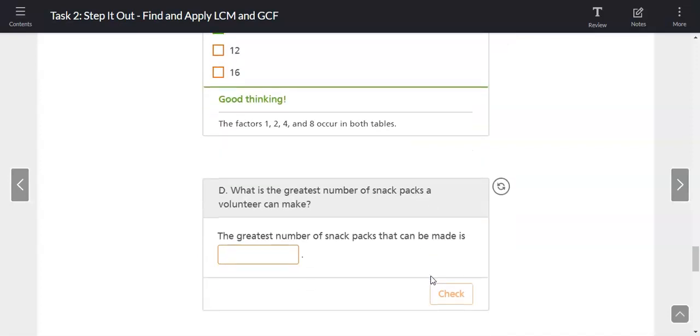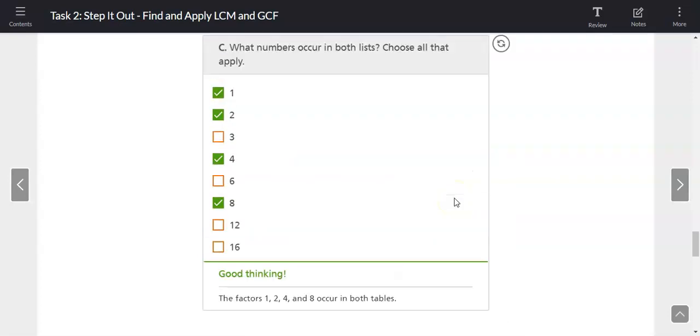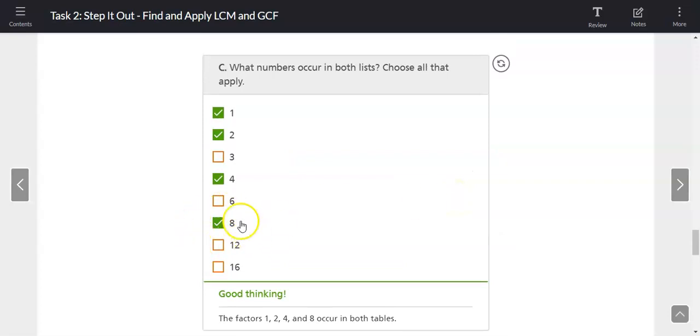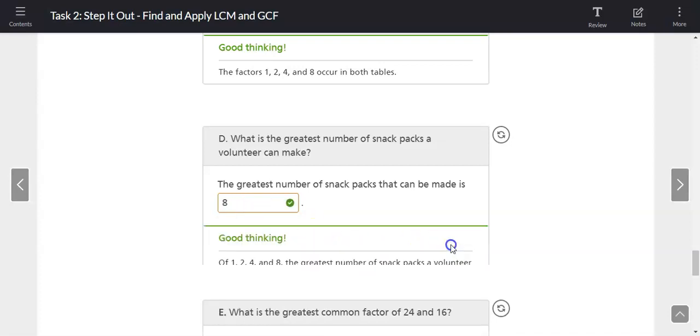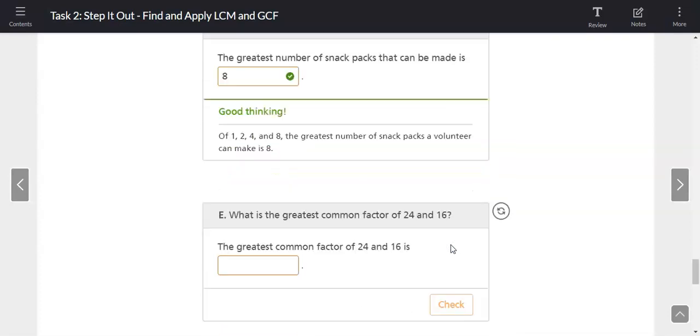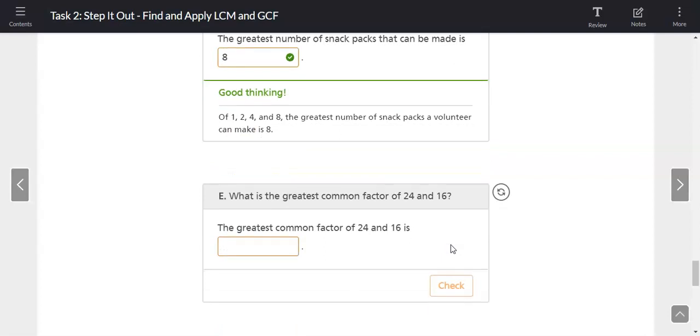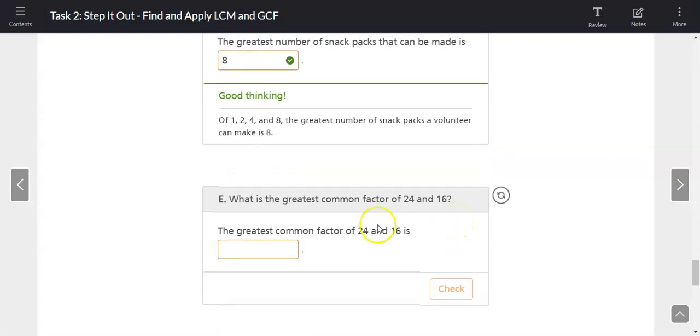What is the greatest number of snack packs a volunteer can make? So it is going to be 8, because that's our largest number right there. What is the greatest common factor of 24 and 16? And that is also 8, because that's the largest number.